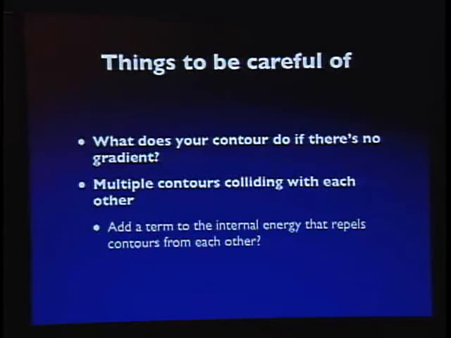And another thing to worry about in this multiple contours case is what happens when contours collide with each other. So typically what you want to do is have disjoint regions in the image where each region corresponds to one category of pixels. Well, if these contours overlap with each other, that's no longer well-defined. You could, however, add an additional term to the energy that repels contours from each other so that they don't cross each other. So again, this energy thing is very flexible in that it can accommodate different types of behaviors that you want to encourage.